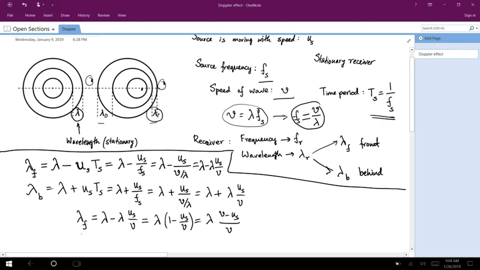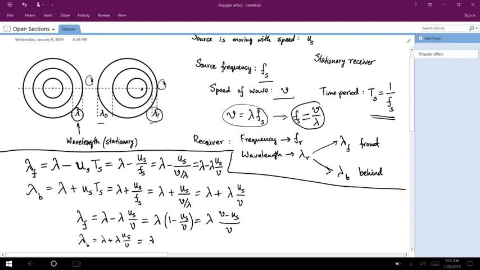So that's the case for the observer that is facing the source when the source is moving toward the observer. If the source was moving away from the observer, that's the case where we have lambda b. For lambda b, that is equal to lambda plus lambda Us over v.